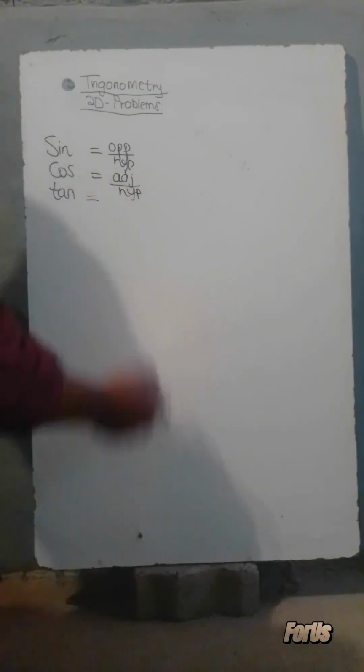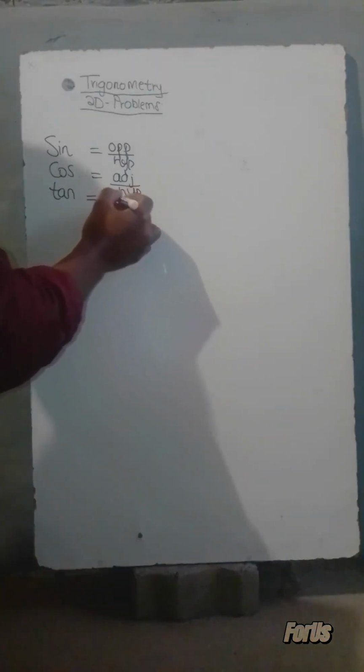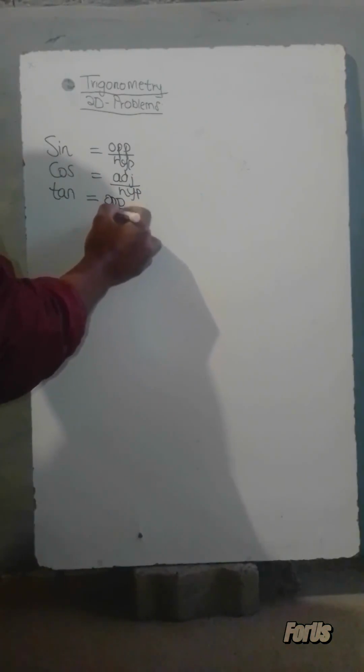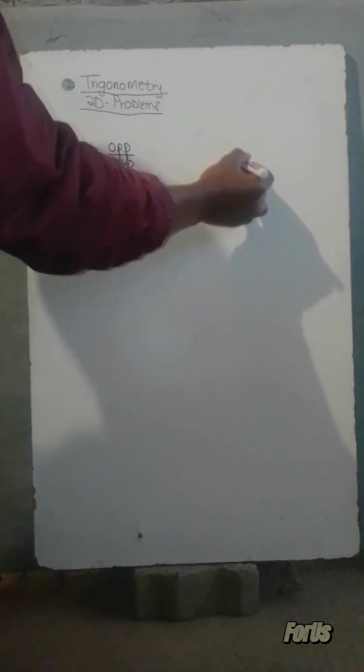Next we have the tan. The tan is the opposite divided by adjacent. Now let's say we have a triangle like this.